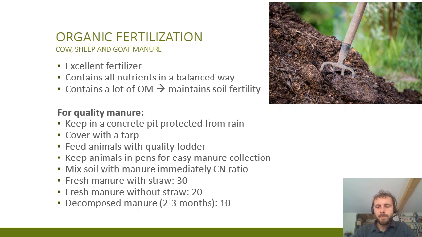When you apply the manure, you should try to incorporate it in the soil to limit the contact with the air, to limit the loss of nitrogen and carbon. And the CN ratio of ruminant manure is 30 if you use fresh manure with straw, 20 if you use fresh manure without straw. So this is an approximation. And the decomposed manure that you composted could get down to 10.